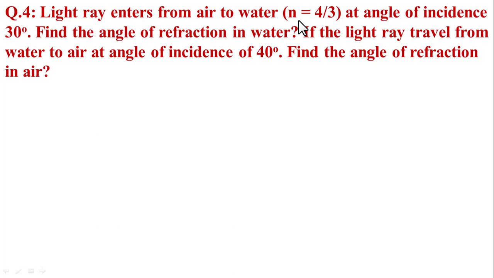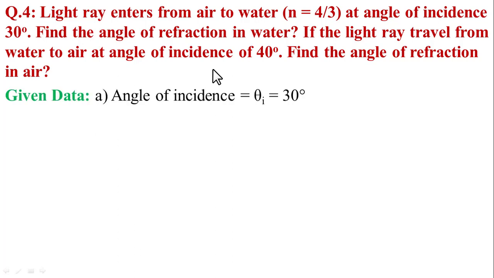In the other part, if the light travels from water to air, then the angle of incidence is 40 degree. Find the angle of refraction. So here we can find the two cases of the angle of refraction: one is air to water, the other is water to air. Now we can write the given data according to the statement.